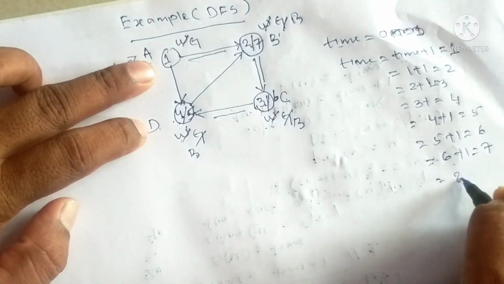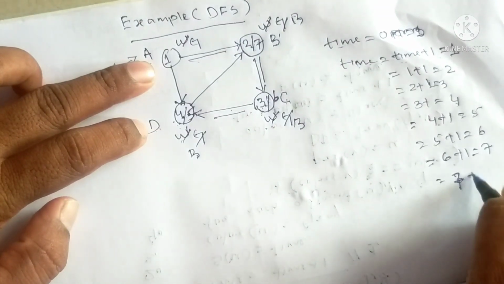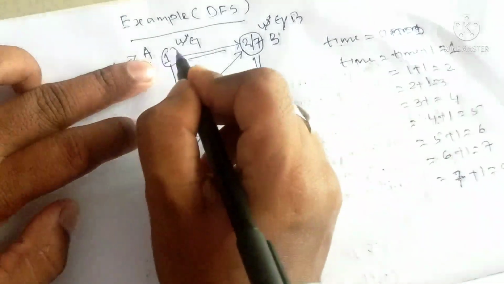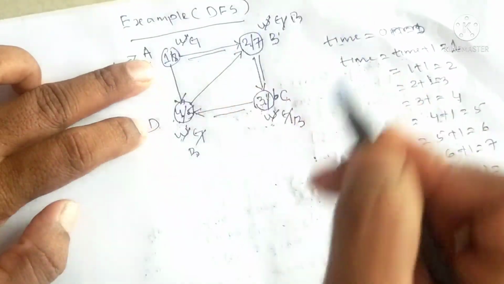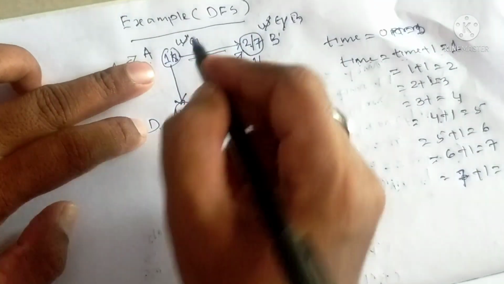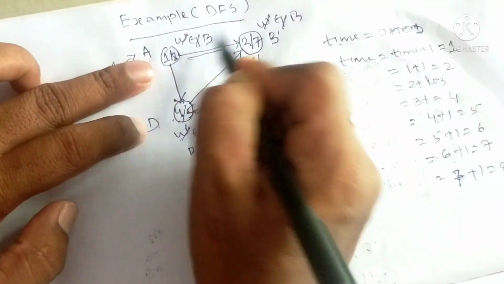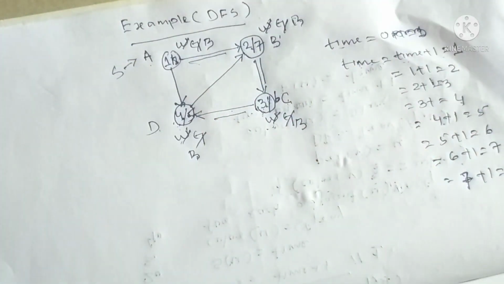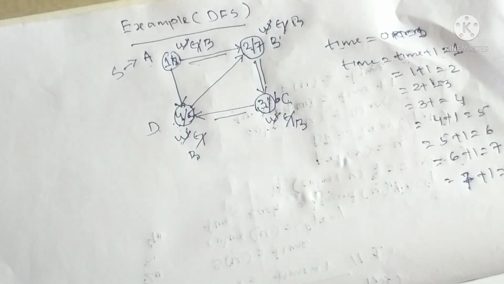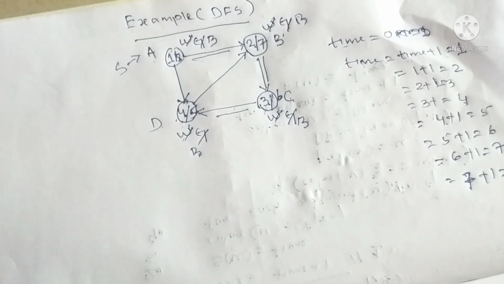That is previous time 7 plus 1. 7 plus 1, that is 8. So you will assign final timestamp 8 here and change the color to black. Now there are no more vertices left, so the algorithm will be completed. The algorithm will be terminated here.